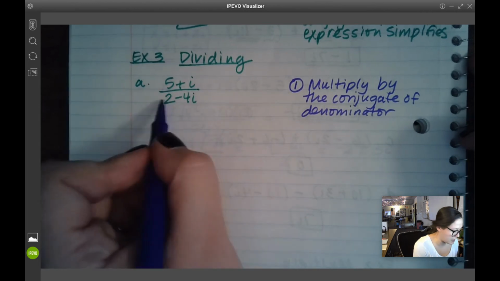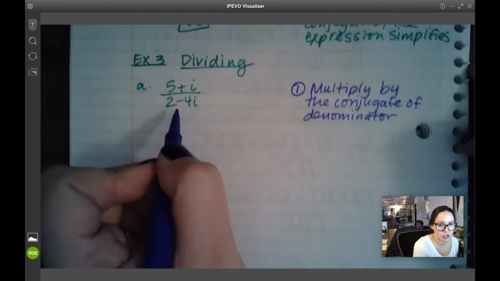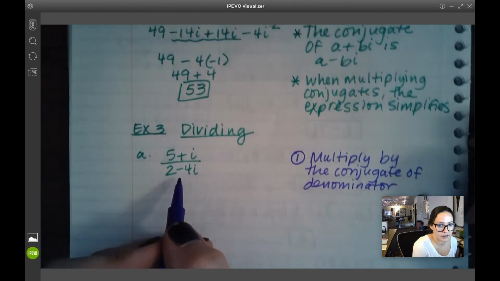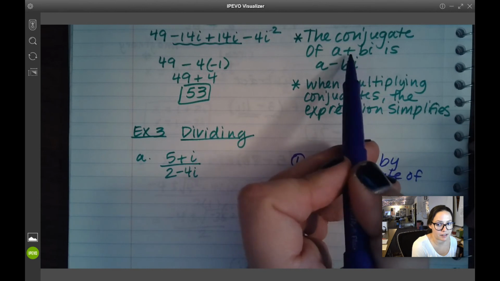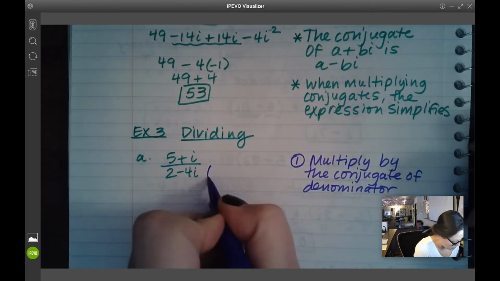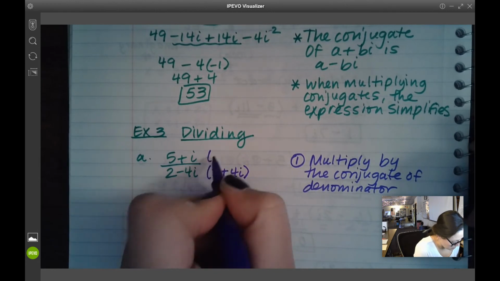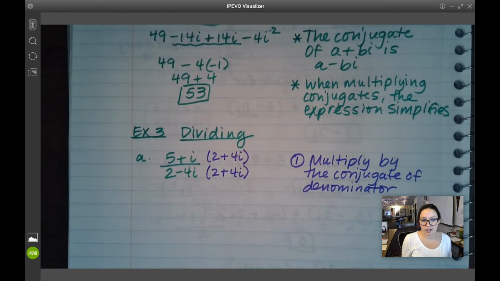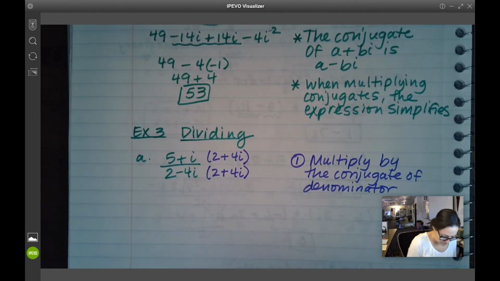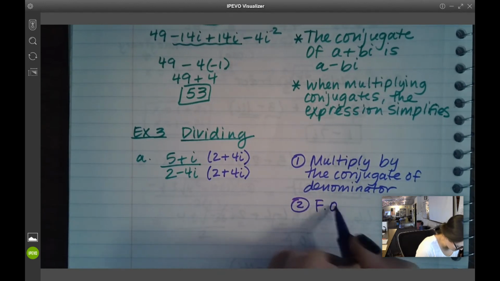So I look at my denominator. It's 2 minus 4i. So in this case, the conjugate would be where we have a plus in the middle. And that's the only thing we're going to change: 2 plus 4i. And of course, I need to multiply the same thing to the top and the bottom of the fraction. Step 2 is to FOIL.